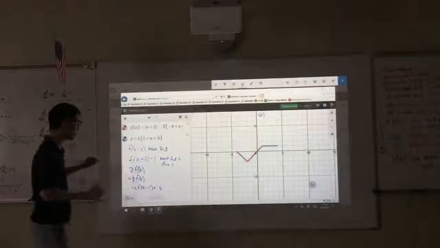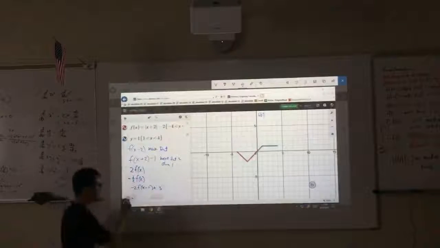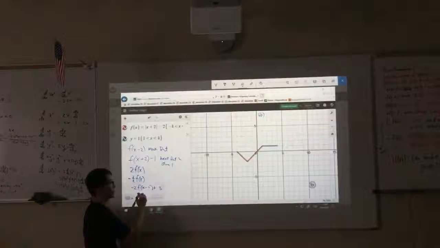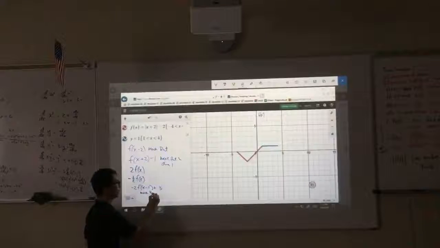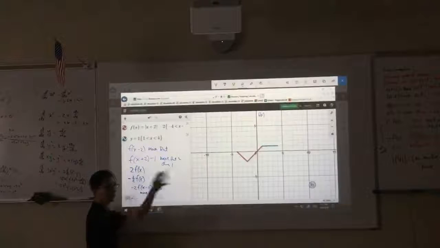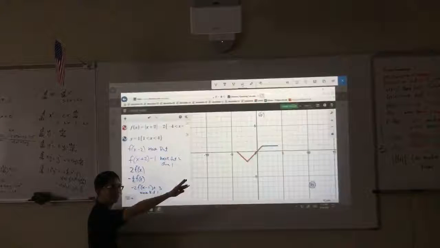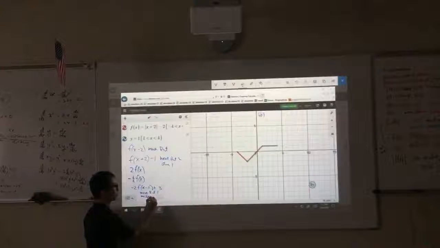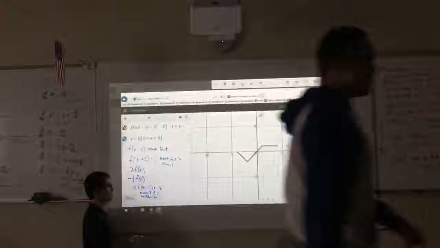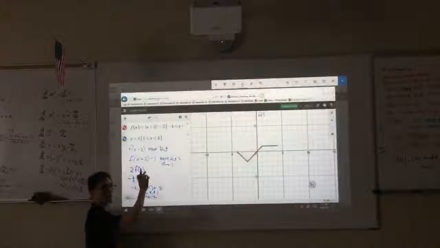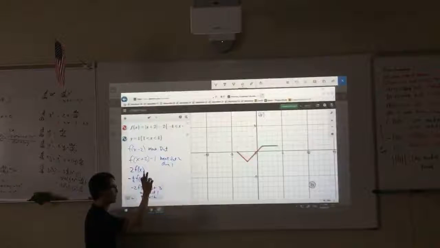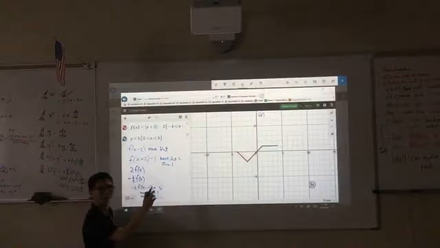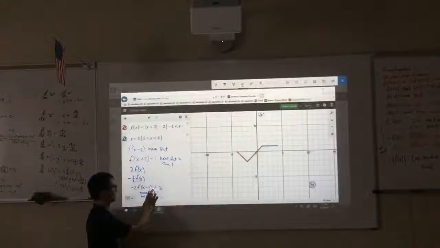Okay, so let me do it again. Let me write down the instruction. What is inside the parenthesis is move right 1, right? Derecha. Multiply by -2. Up in Spanish is what? Arriba. Okay, so go up 3.